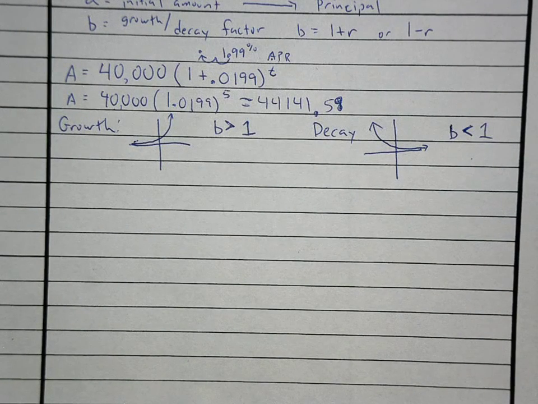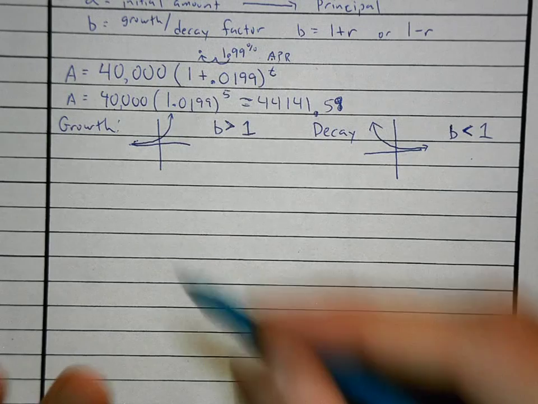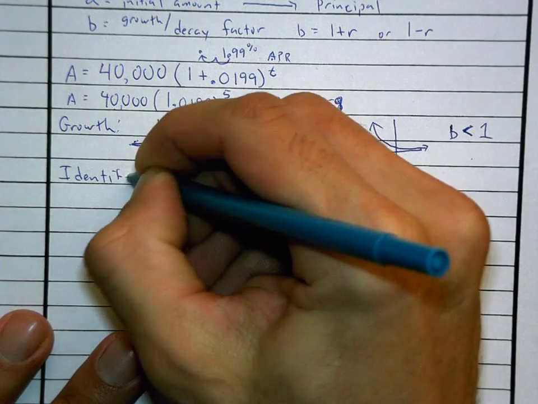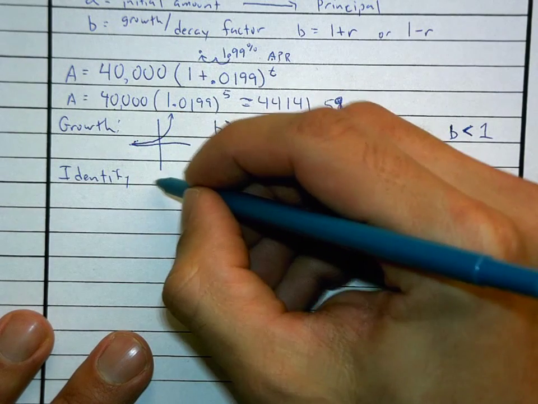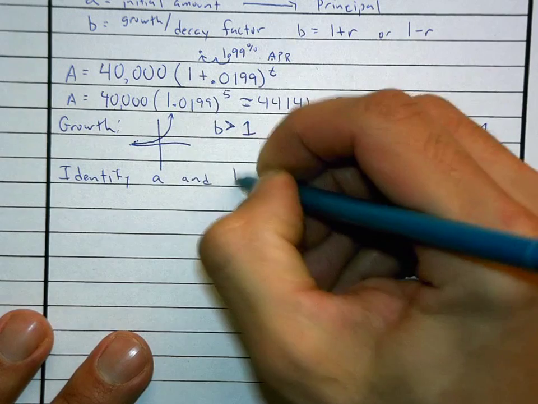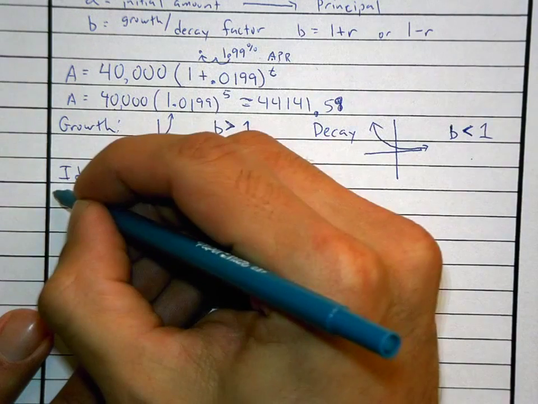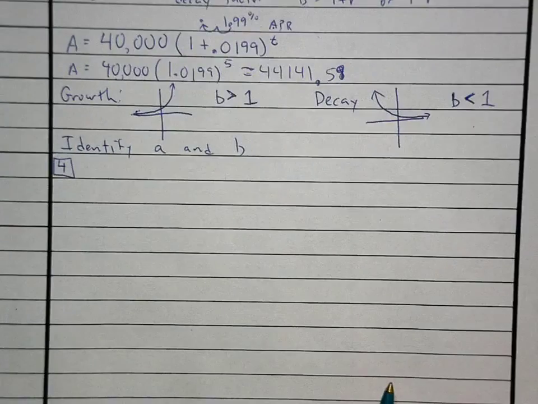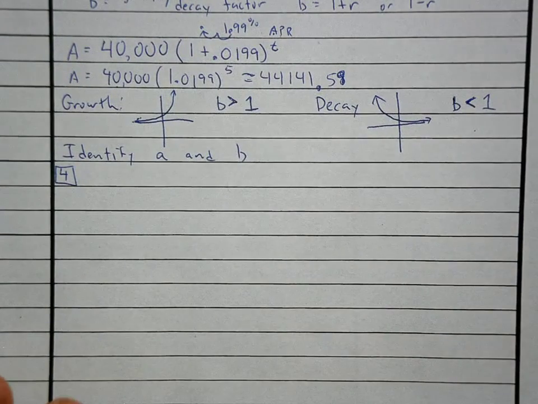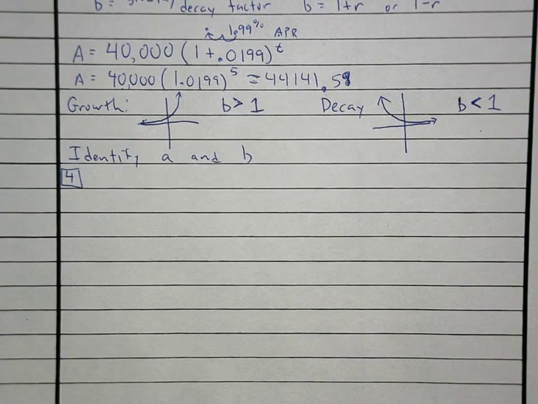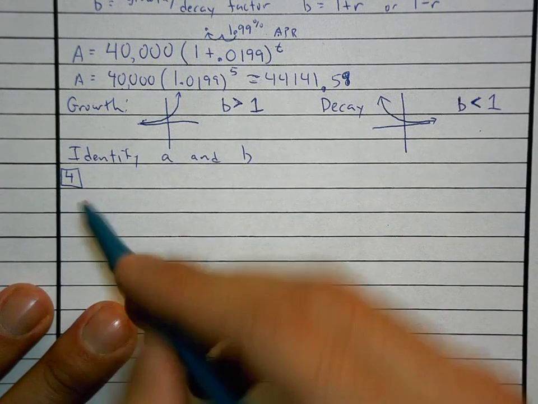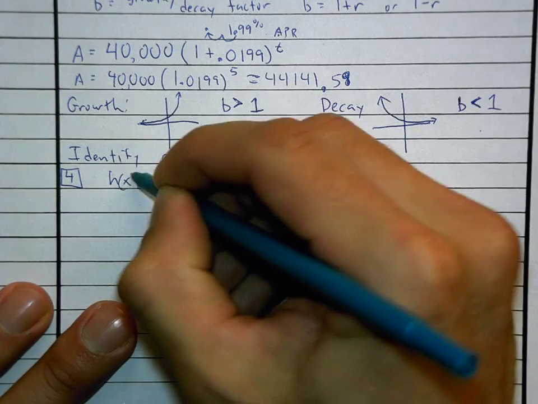This worksheet that we're about to do is going to start off very easy. This is the directions. Identify A and B. We'll do number 4 first. And we'll do number 4. I put number 4 in a box so that you remember that this is the exact same problem as number 4 on the worksheet.